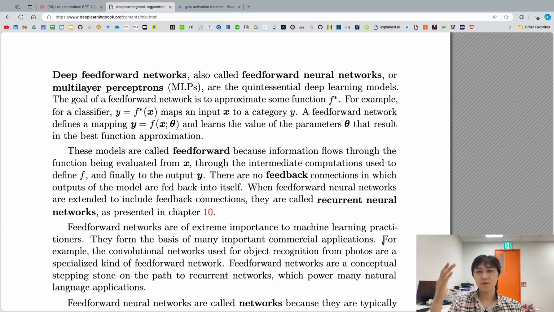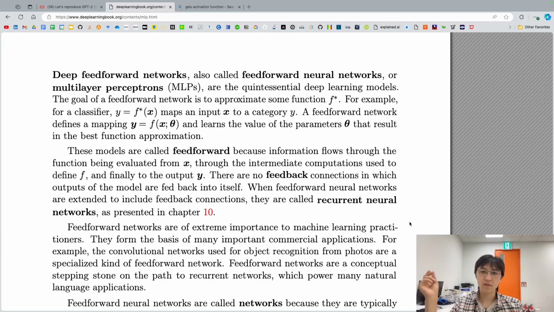Why do we call them feedforward? Because the information basically flows from input X to the model, to the internal computation, and in the end it results in the Y output. Because of this flow of information, of this X input going through each layer in the network, we call them feedforward.